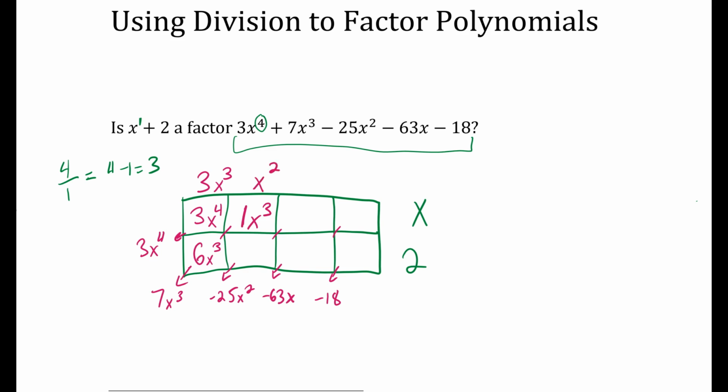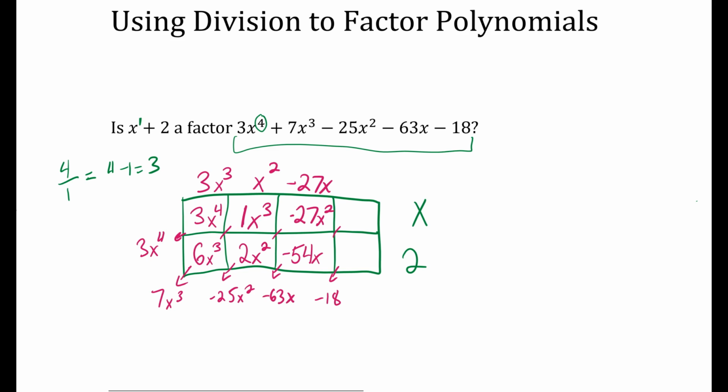So if I had x squared up there, x squared times x would get me that, and 2 times x squared is 2x squared. This diagonal now needs to add to -25x squared, so I would need to have -27x squared in that box for those to sum to -25. So -27x is up there, and -27x times 2 is -54x. So I'm just working backwards here from my multiplication facts.